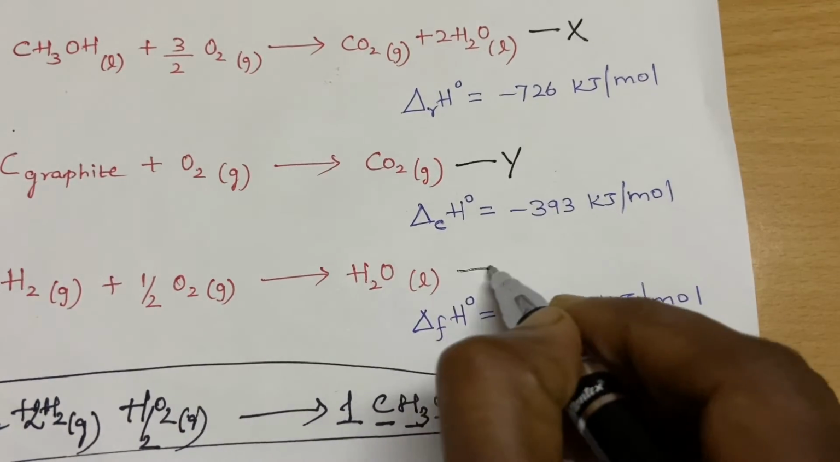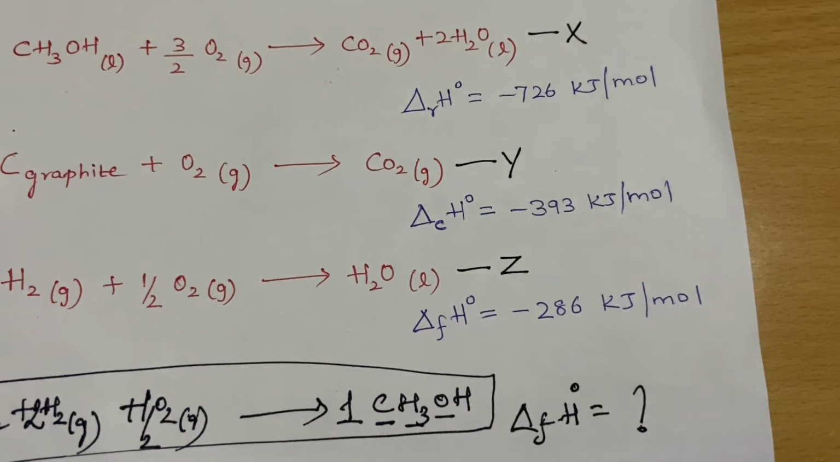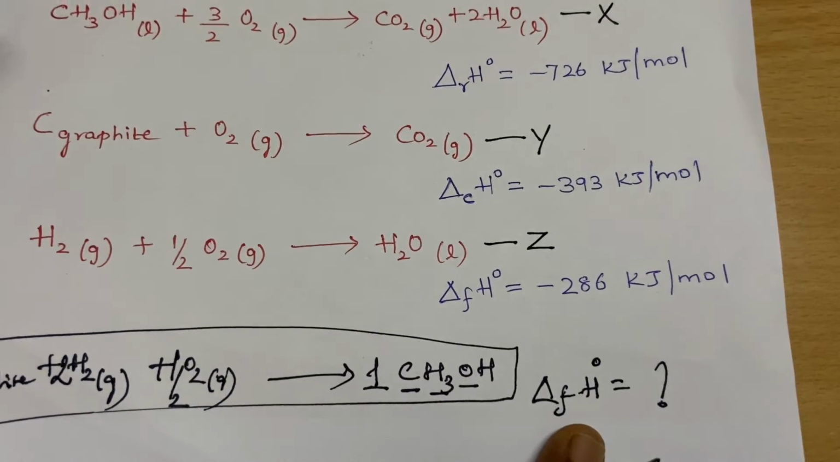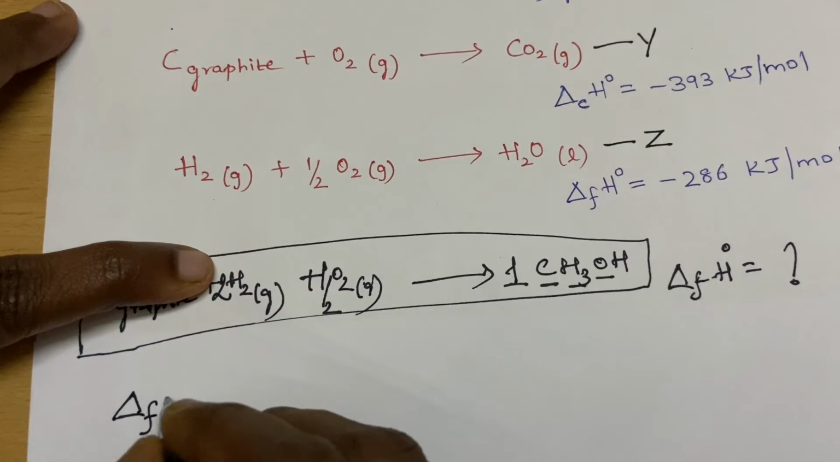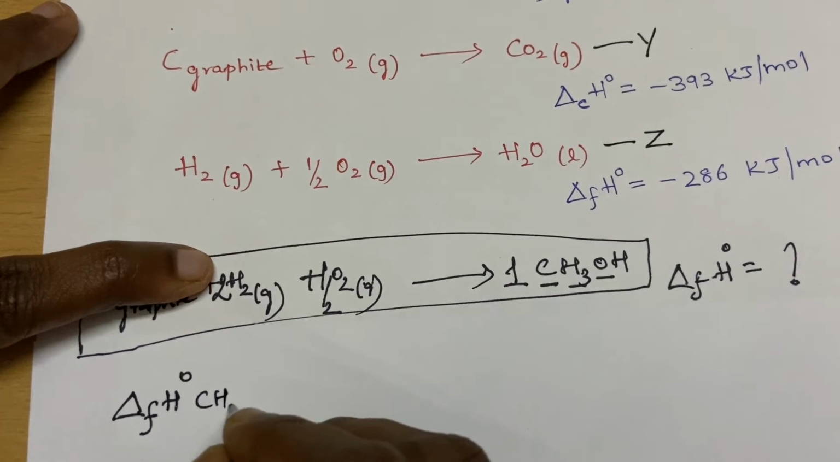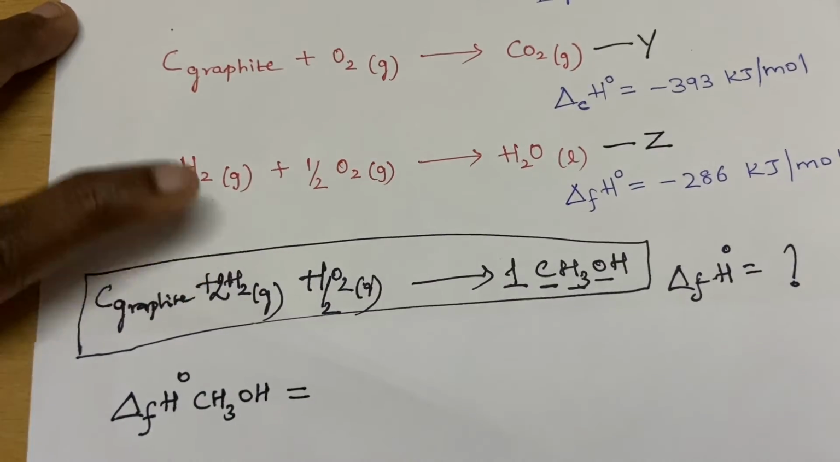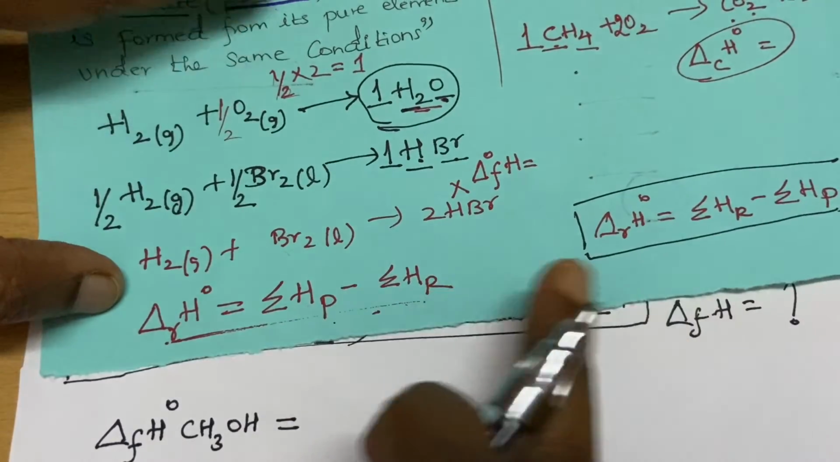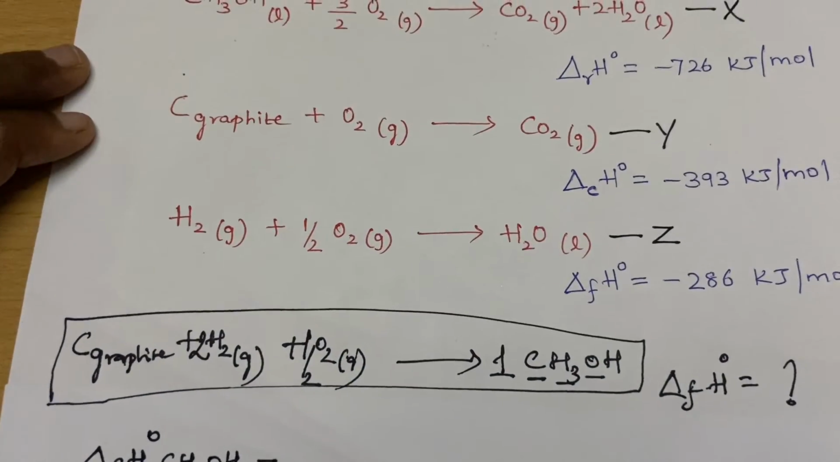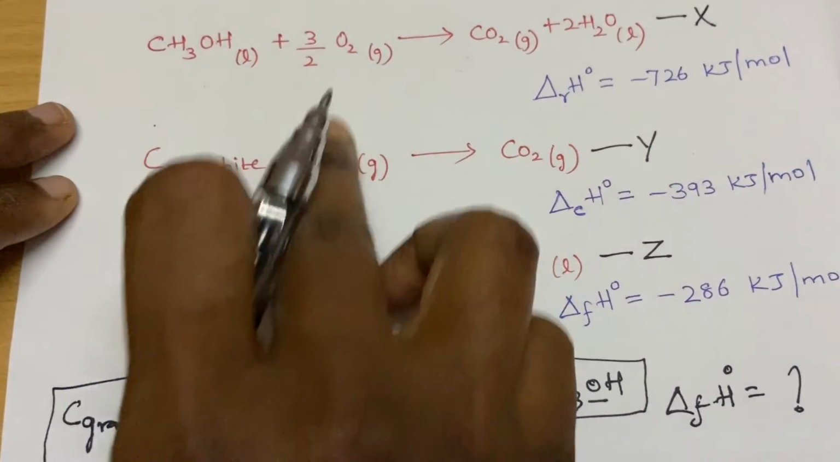Okay, you mark this entire reaction as Z. What you have to calculate is the enthalpy of formation of methanol. So the enthalpy of formation of methanol is equal to... Here we cannot use any formula like this because mixed data are given. So what you have to do is compare this equation with the given data.